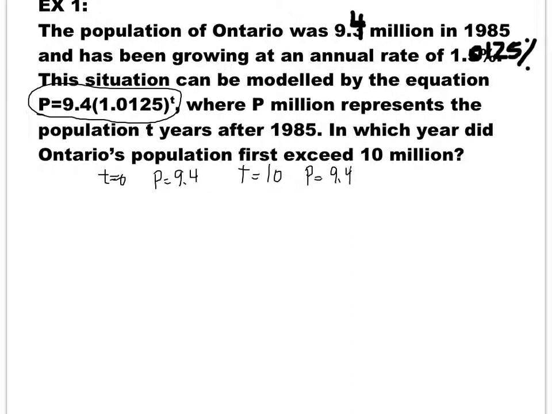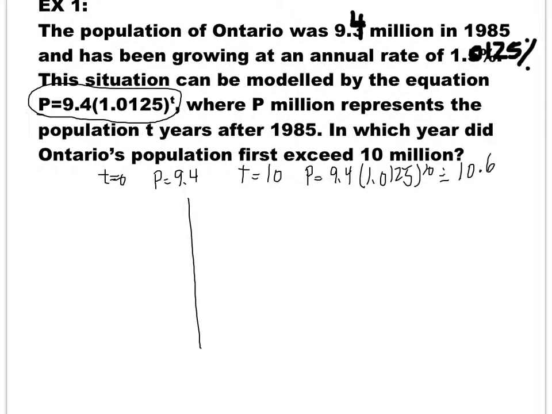9.4 times 1.0125 exponent 10, which if you use your calculator is about 10.6. Now 10.6 is greater than the 10 million that we want. So I'm going to pick a number between 0 and 10, right in the middle. To find that middle number, I'm going to add 10 and 0, which is 10, and then divide by 2. So it's going to be 5.